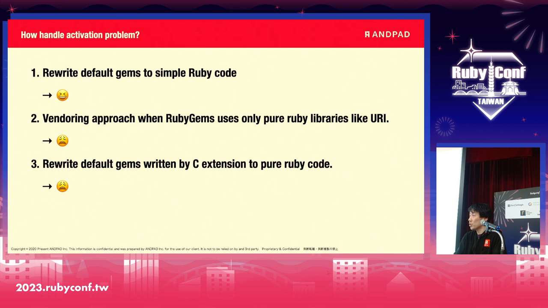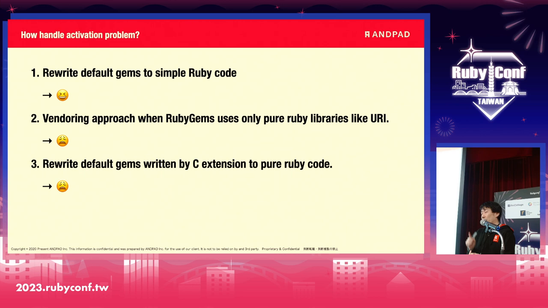However, this approach is hard sometimes. When the Ruby core team, including me, releases Ruby with a vulnerability fix, we must also do a security release of RubyGems and Bundler. So we need to release the Ruby language, RubyGems, and Bundler at the same time. So it's very, very hard.